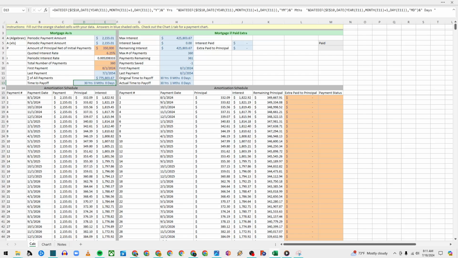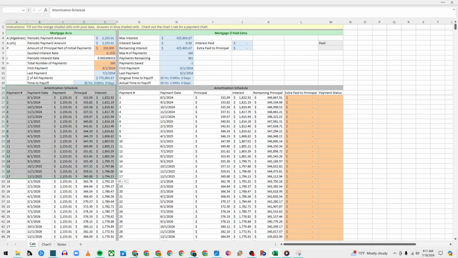The amortization schedule below this is using the data above. That 2155 is that monthly payment. The principal is 332, and the interest is 1822. Together, those make that 2155.